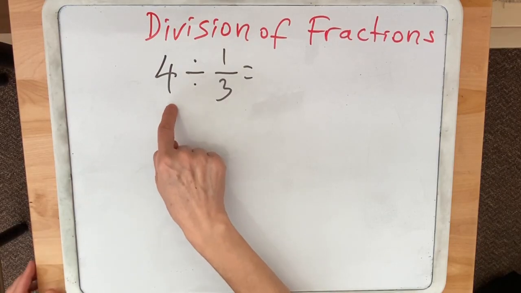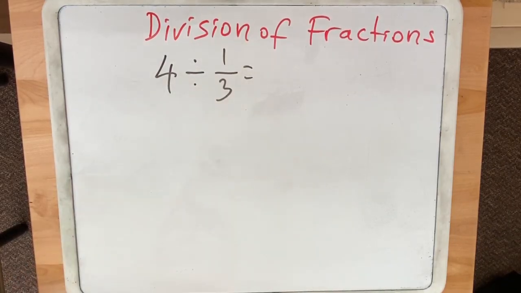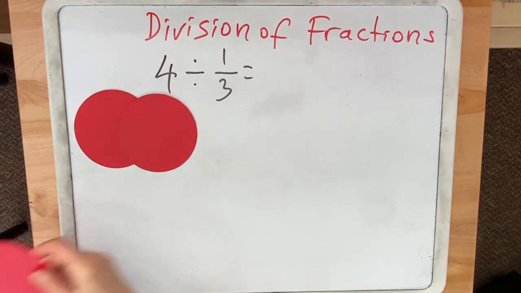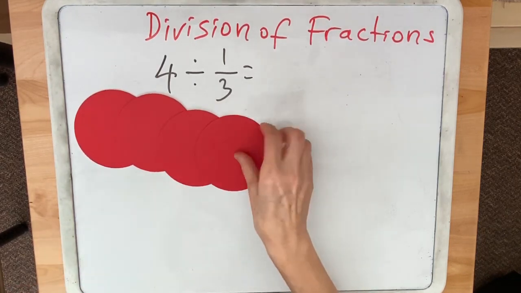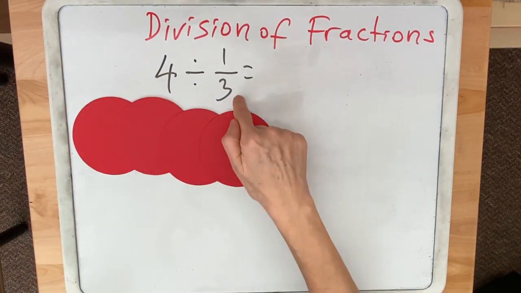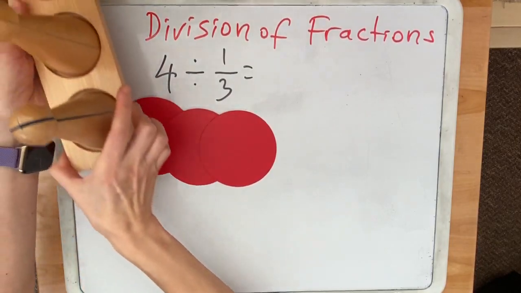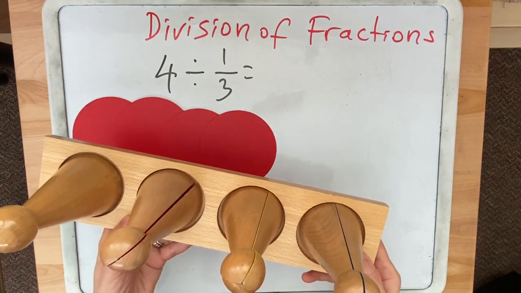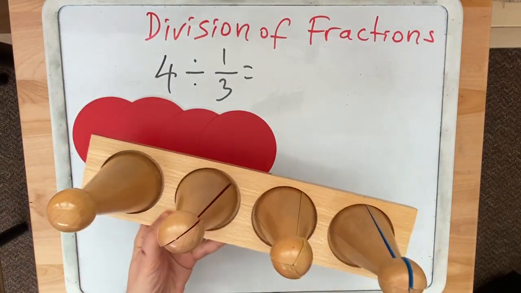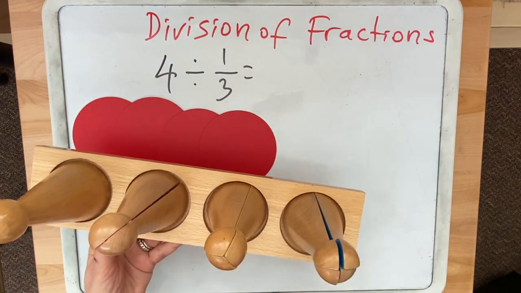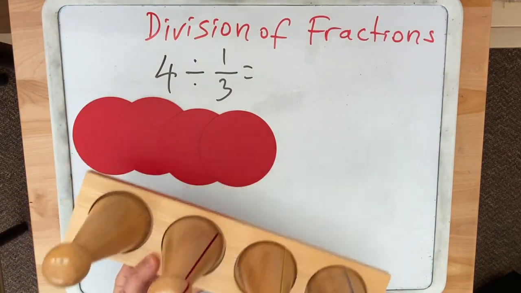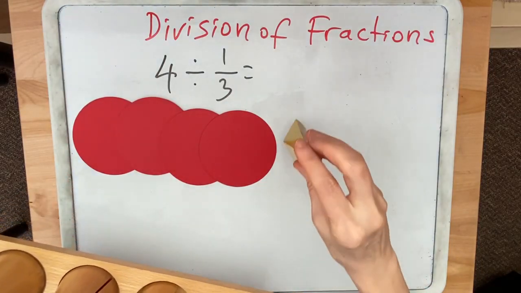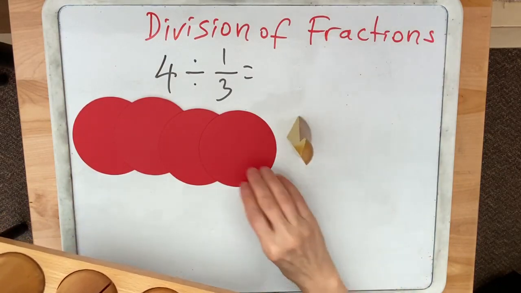So to represent my dividend, which is 4, I'm going to put 4 pieces from the fraction box, 4 wholes. And to represent my divisor, which is a fraction, I'm going to pull out this Montessori Skittles material, representing 1 whole, 2 halves, 3/3, and 4/4. So it says 1/3, so I need one of these Skittle pieces.